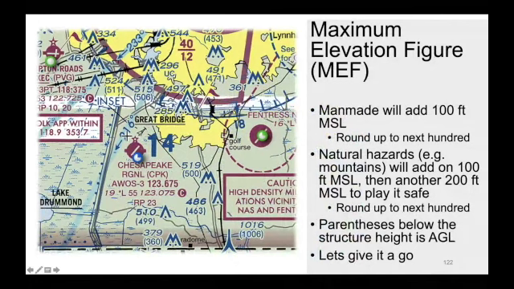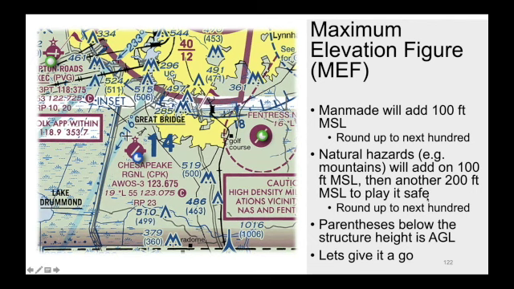So we use this as an example. 510, that's the highest of your quadrant. Then you round up to 600. If it's man-made, add another 100. So that was 6, that's 700. And then for any natural hazards, mountains, add 100, and then another 200 to play it safe.